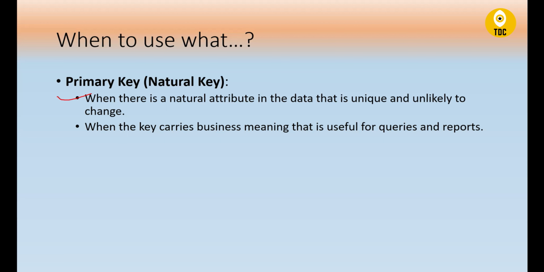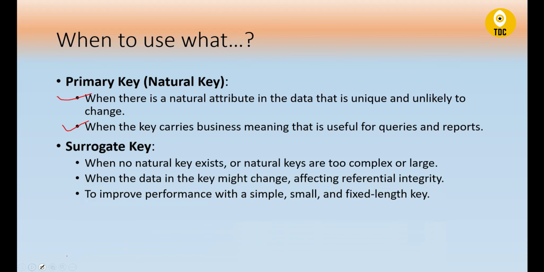And there might be one more case where the key carries business meaning that is useful for queries or reporting. So definitely it carries a business meaning, right? In that case you can consider book ID as a primary key. And then you have a surrogate key when no natural key exists.